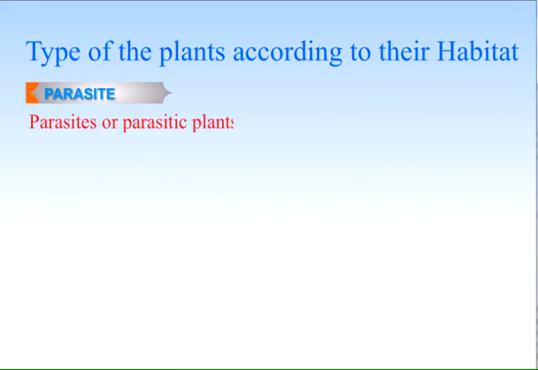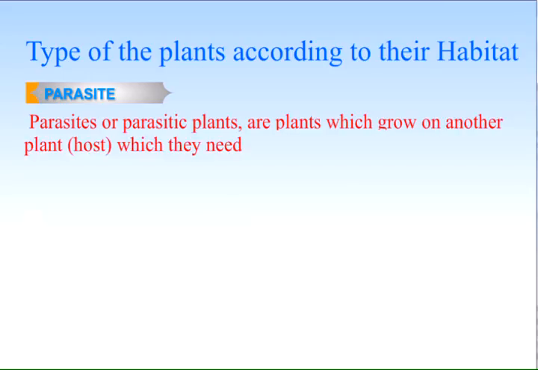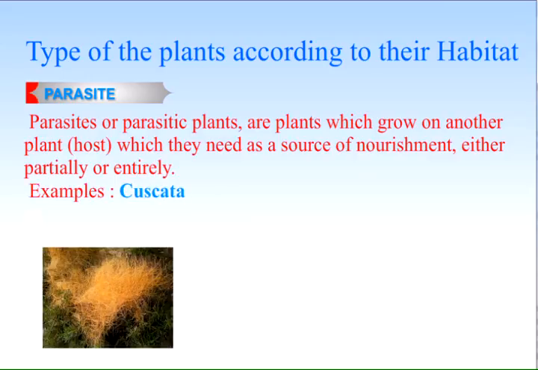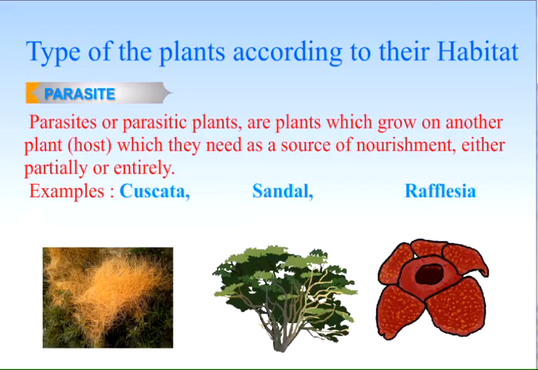Parasites. Parasites or parasitic plants are plants which grow on another plant which they need as a source of nourishment, either partially or entirely. Examples: cuscuta, sandal, rafflesia, etc.